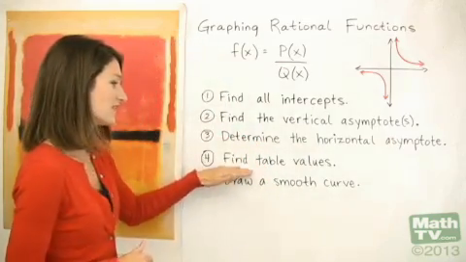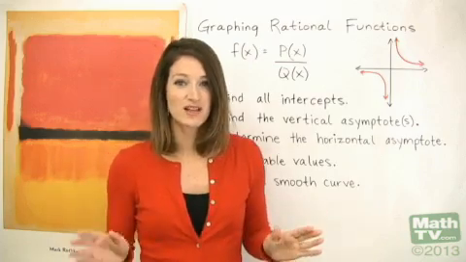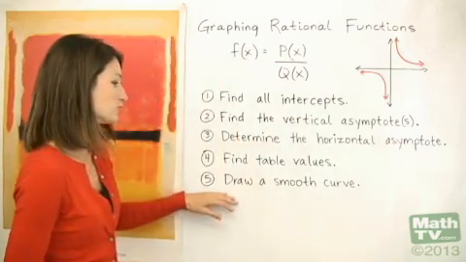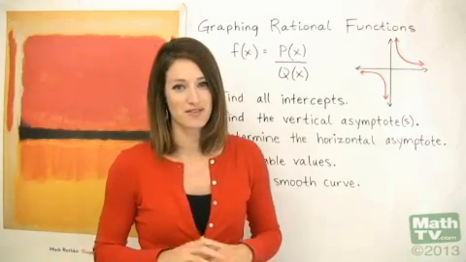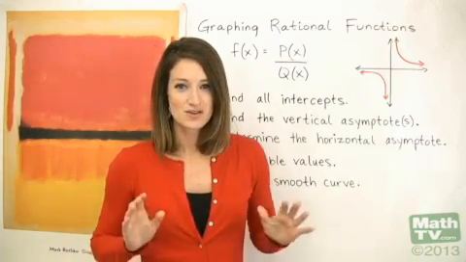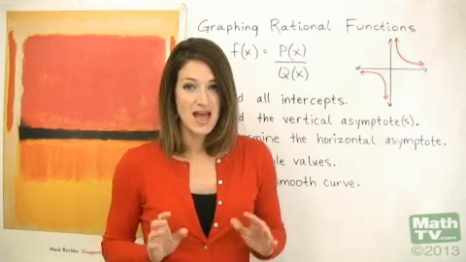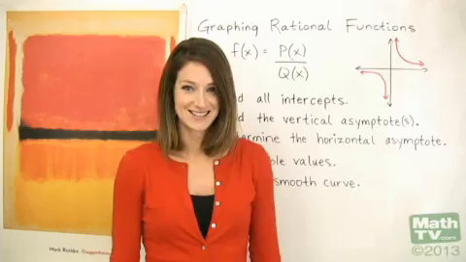The fourth is to find a table of values, and that'll help fill in the gaps and help you graph. And the last step is to draw a smooth curve through all of the values that you found. So first, let's work a few rational functions. We're going to find the value of them and determine their domains.